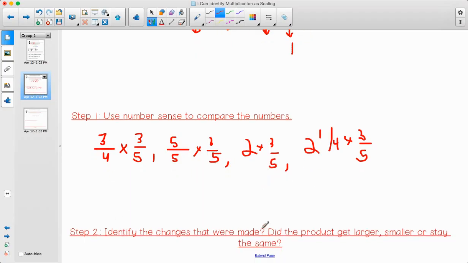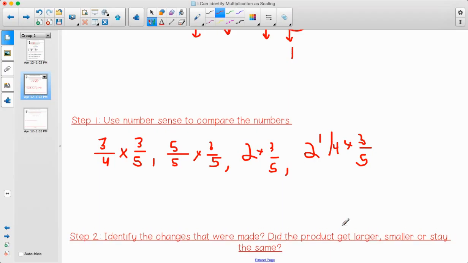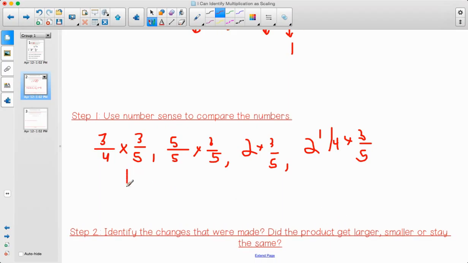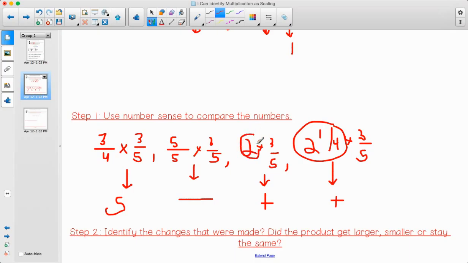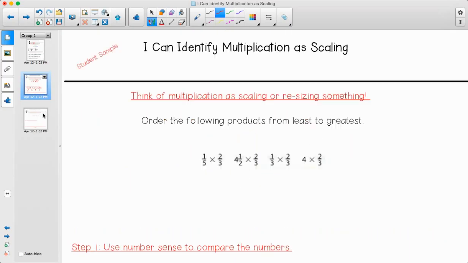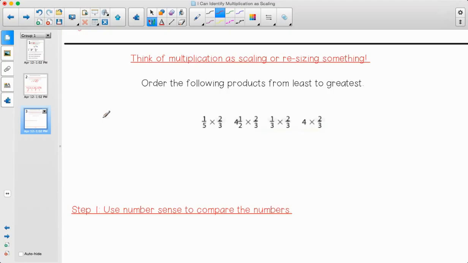And step 2 just says identify the changes that were made. Did the product get larger, smaller, or stay the same? So we know that this product got smaller. I'm going to put an S for smaller. This product stayed the same. I'm just going to draw a line. This product got bigger. I'm going to put a plus sign. And this product got bigger as well because we multiplied it by more than 1 and more than 1 in this case. Okay, try number 3 on your own. And when you're ready, hit the next arrow.